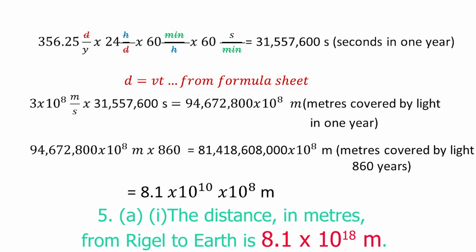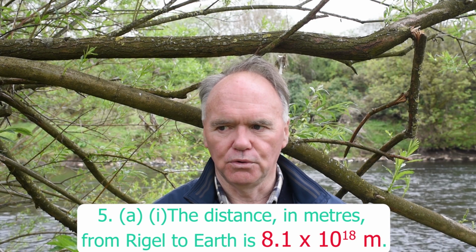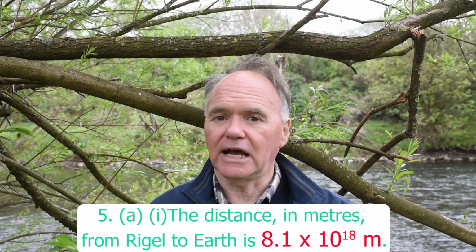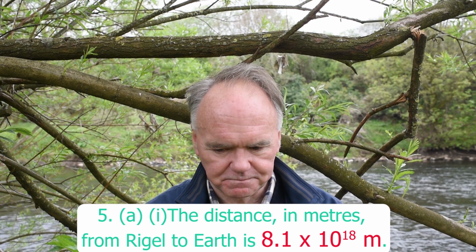Well, there are 365 and a quarter days in a year. There are 24 hours in a day. There are 60 minutes in an hour, and there are 60 seconds in a minute. Multiply all these numbers together, then multiply it by 860, and you've got the number of meters from Earth to Rigel, and it's actually a colossal distance, one that we can't imagine really.